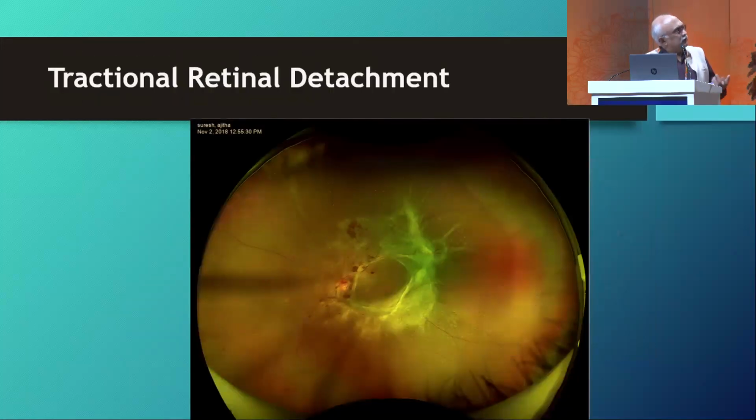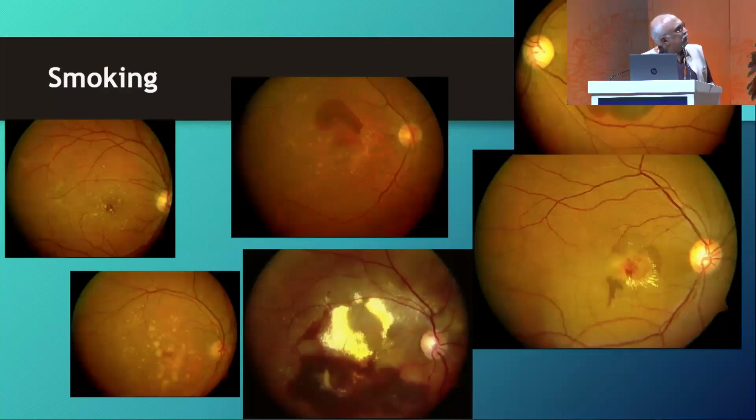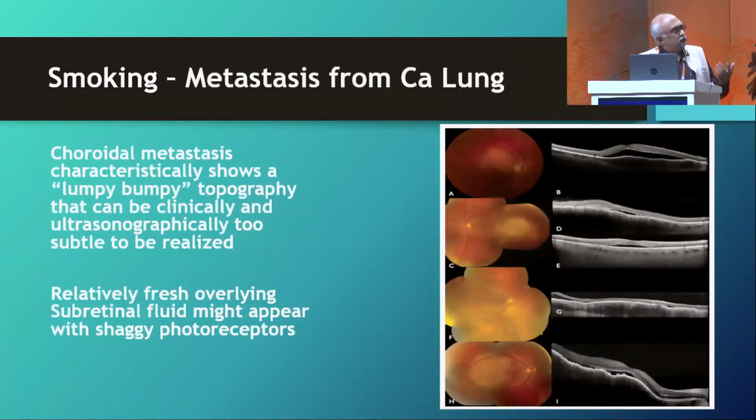So this is tractional detachment and combined retinal detachment. And there is a small entity called diabetic papillopathy, which is ischemic optic neuropathy in uncontrolled diabetes. Smoking can also result in different types of AMD, and rarely smoking can lead to lung cancer and findings in the retina as metastasis. So these are all rare causes, but related to lifestyle.